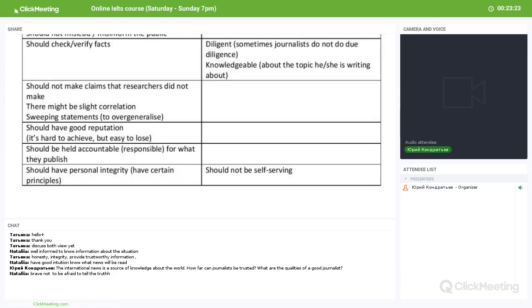Okay, a good journalist should have a good reputation, which is hard to achieve but easy to lose. And they should be held accountable for what they publish, and not just publish whatever they want. They should have personal integrity and certain principles and should not be self-serving. Right.